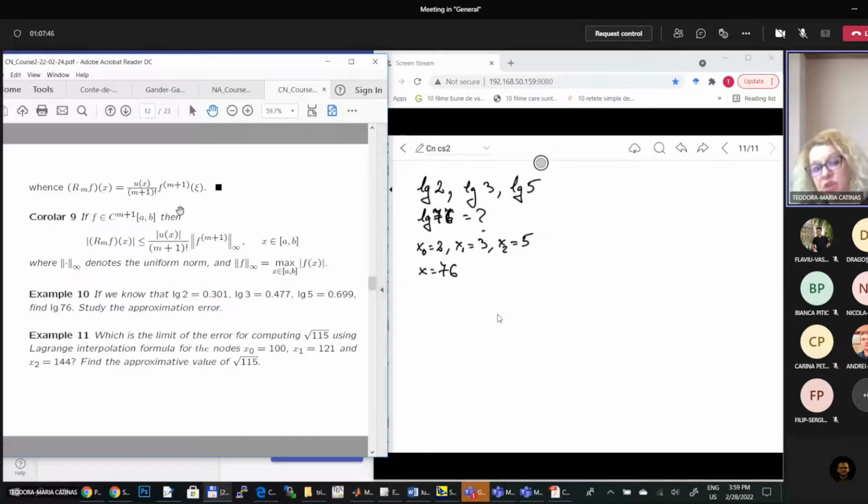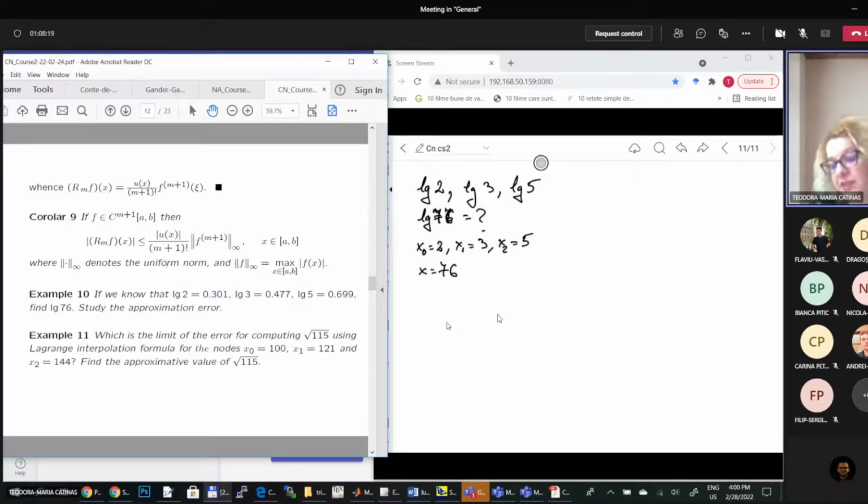But it's not okay, because we will get a very large error of approximation. So taking into account the previous result, what will we do? We will look for points close to 76 that can be written using 2, 3, and 5. Or we decompose 76 in order to have smaller values, and we look for the points that are close to those values. Let's take the second variant to have smaller numbers.